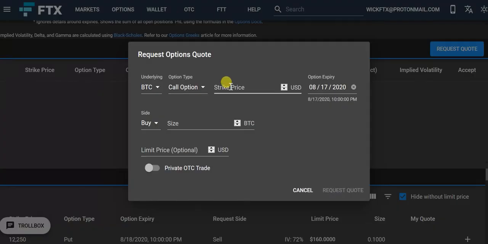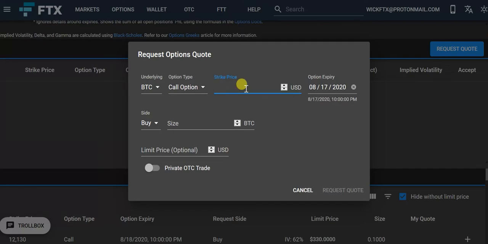You're going to put in your strike price, right? If you're buying call options and you're long, you're going to put a strike price that you think Bitcoin is going to climb above, right? And you're also going to pick the date at which you think it's going to climb above that strike price.